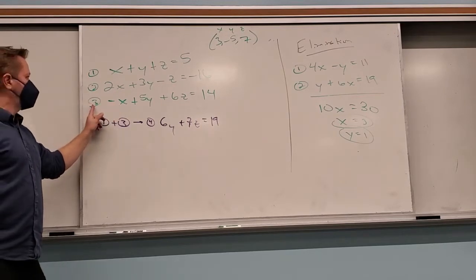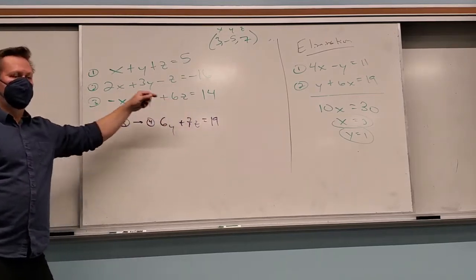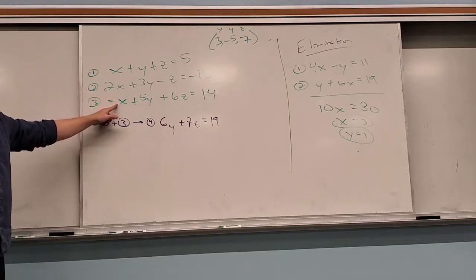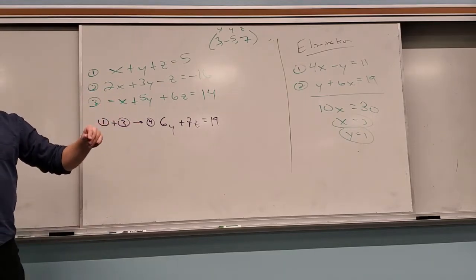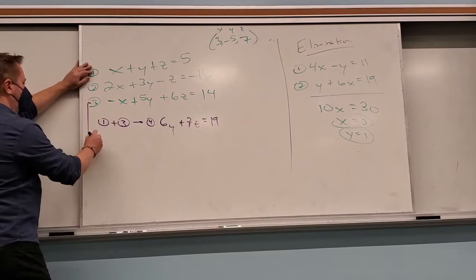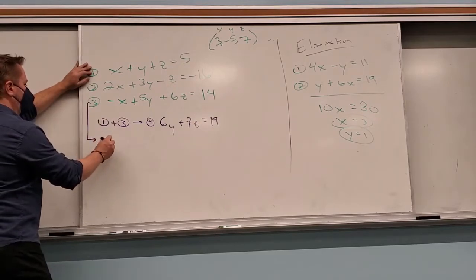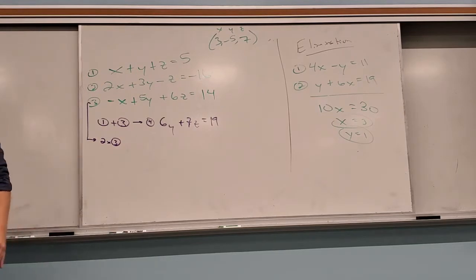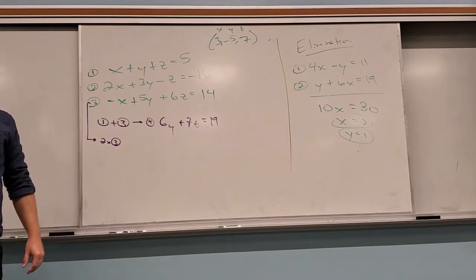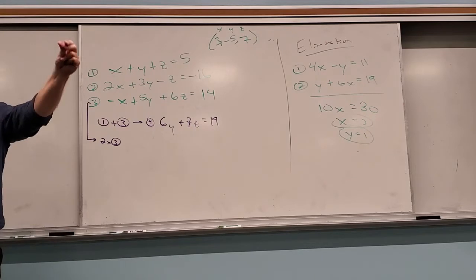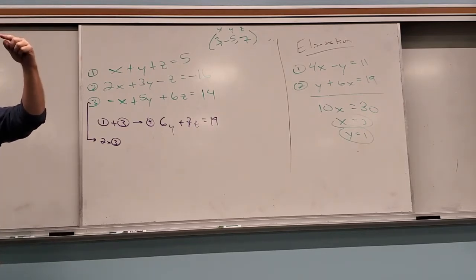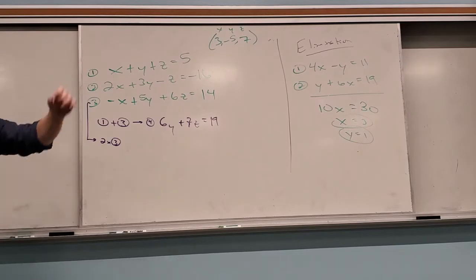So what should I do to this first, so that when I add them, x actually dies? What do I wish was here? A -2, right? So let's take 3 and let's multiply it by 2. Do you guys see what's happening? You pick a letter, you take 2 equations, you kill the letter. You pick 2 other equations, and you kill the letter again.